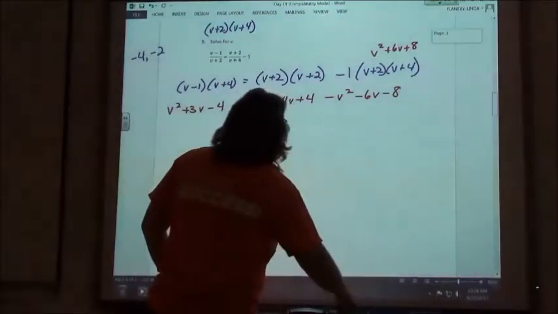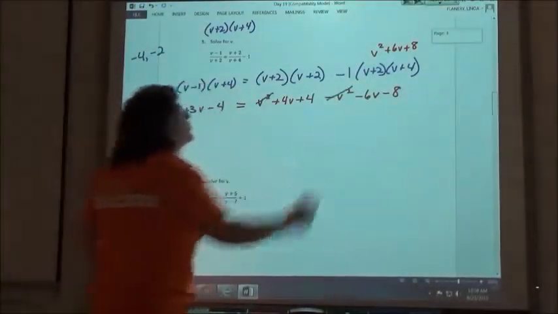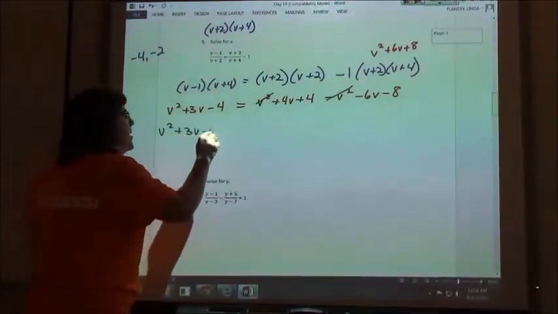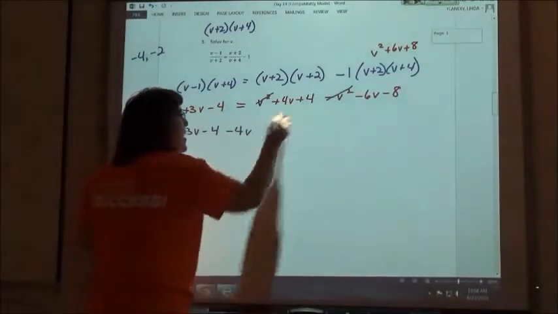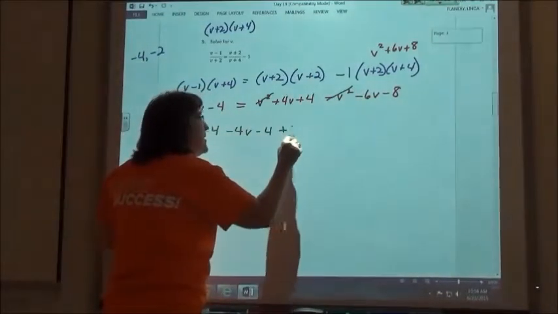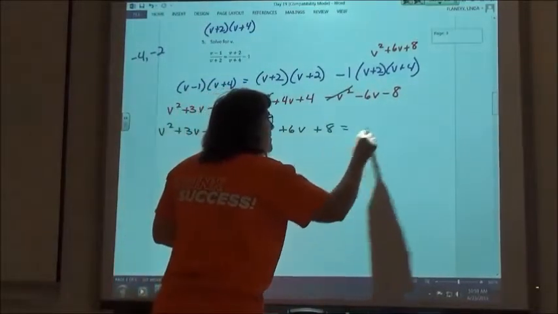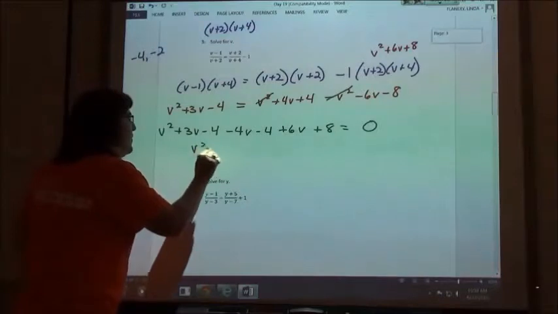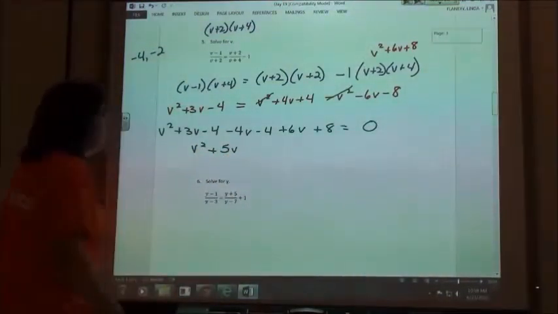So I notice on this one that I have a v squared and a minus v squared that's going to cancel each other out. So I'm going to move everything over here on my left side because that's where my v squared is going to stay positive. So v squared plus 3v minus 4, I'm going to minus my 4v, minus that 4, add my 6v, and add my 8, and then I'll have everything over on the left side. So if I combine all my like terms, what am I going to get there? V squared plus 5v. Mm-hmm. And everything else canceled out.